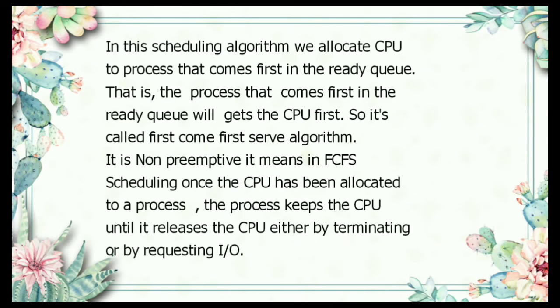In this scheduling algorithm, we allocate the CPU to the process that comes first in the ready queue. That is, the process that comes first in the ready queue will get the CPU first. So it's called the first come first serve algorithm. It is non-preemptive. It means in FCFS scheduling, once the CPU has been allocated to a process, the process keeps the CPU until it releases the CPU either by terminating or by requesting I/O.